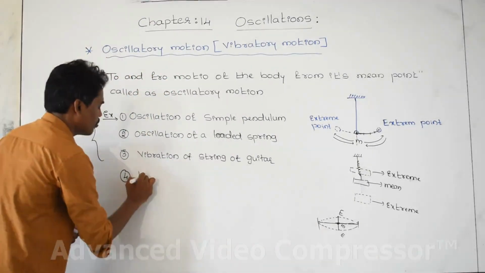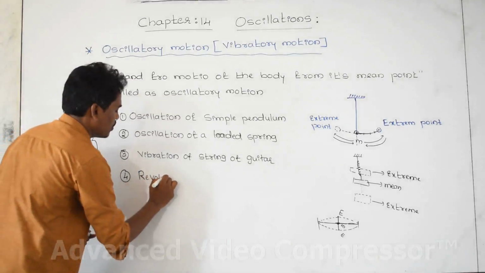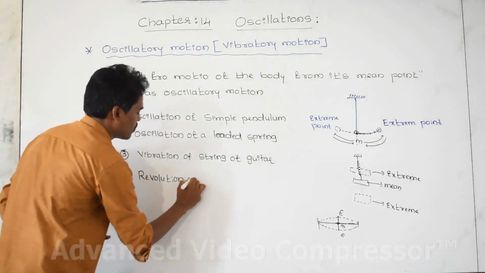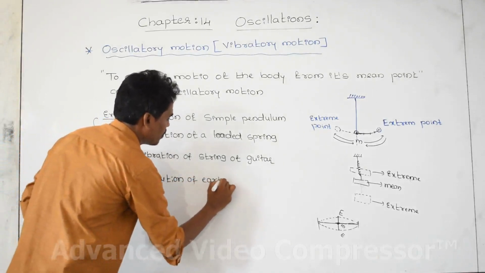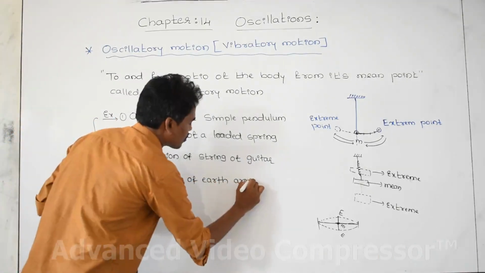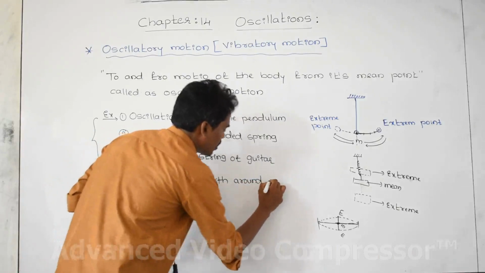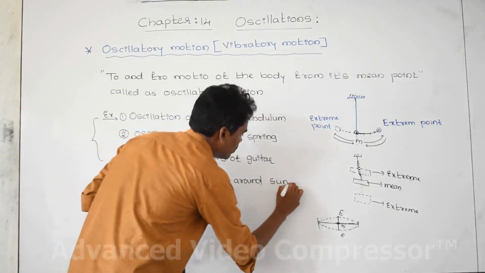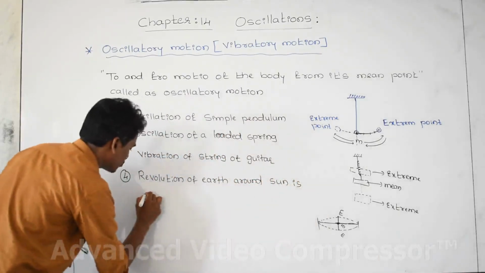And the revolution of the earth around the sun is not oscillatory motion.